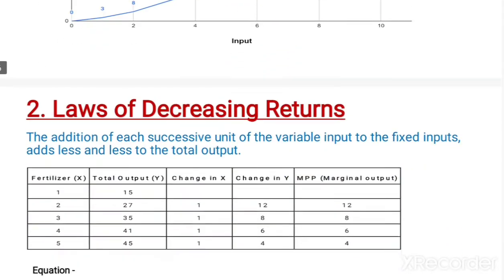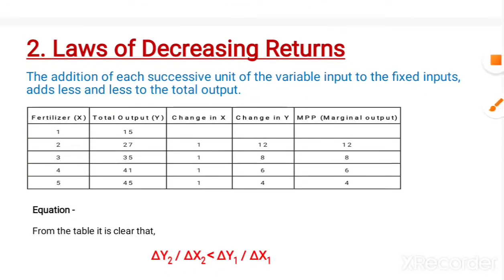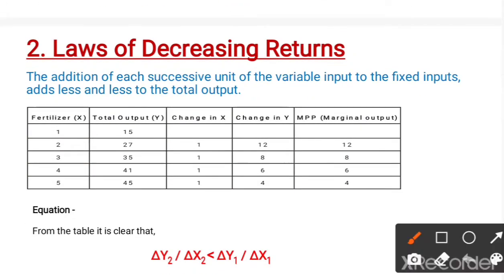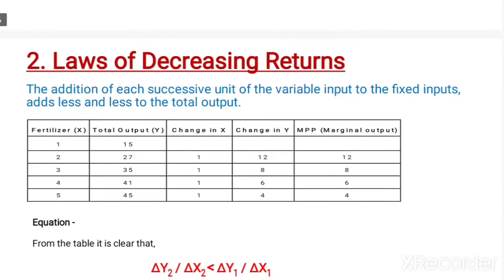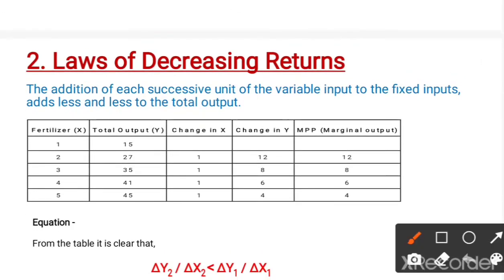So what is the law of decreasing returns? Same as your first case, here the addition of each successive unit of variable input to the fixed inputs adds less and less to the total output. So, students, if you increase the quantity of variable input, that is, the quantity of fertilizer, your output will decrease, or the marginal output, meaning the extra output, will decrease.